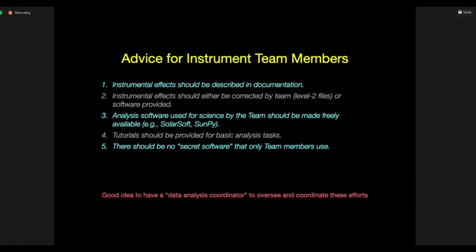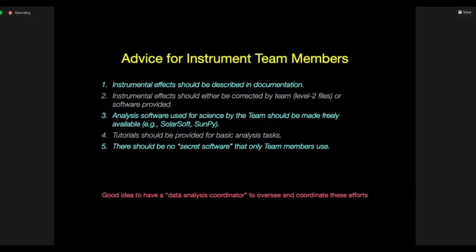So all space data are affected to some extent by instrumental effects that get in the way of the data analysis. So it's important for the team to identify these effects and make sure they describe them in documentation. They should also provide fixes to these instrumental effects, either by producing a corrected data file, often referred to as a level 2 data file, or by providing software fixes. In the case of ICE, we chose the software fix route, whereas IRIS, for example, chose the route of creating the level 2 files, which they distribute to users.